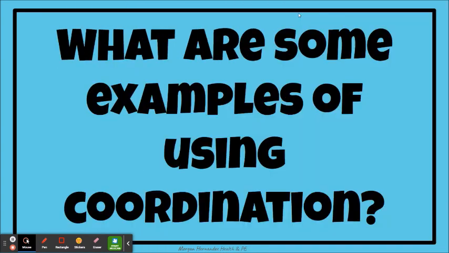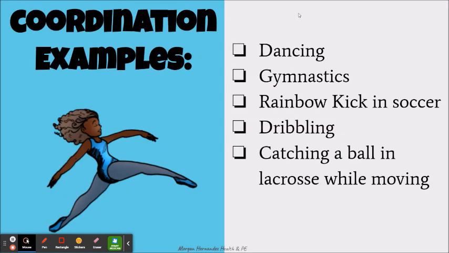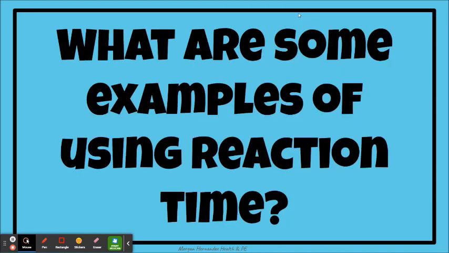What are some examples of using coordination? Here are some examples: dancing, gymnastics, doing a rainbow kick in soccer, dribbling, catching a ball in lacrosse while moving. There are many more examples of coordination in different sports. You will learn more about them in upcoming lessons.